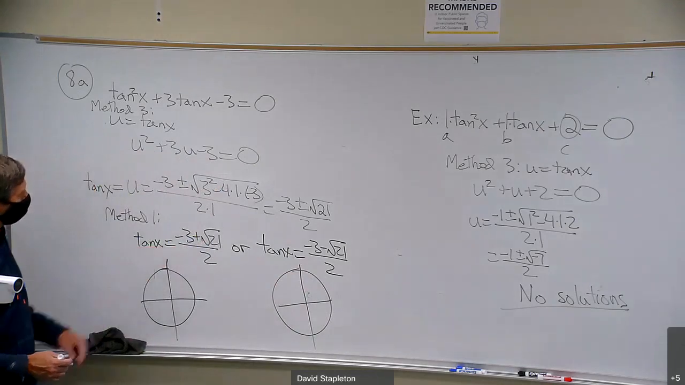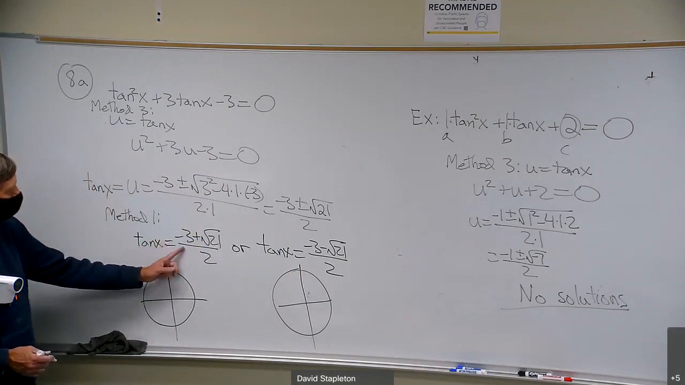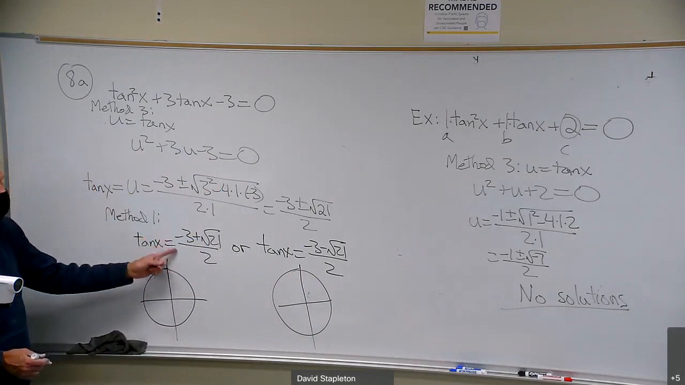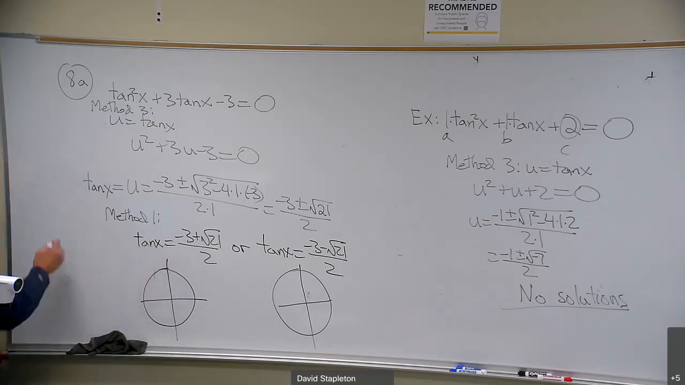What's one solution to this? Does it have a solution? Maybe it's like sine, it doesn't have a solution. How do I know? Sine equals a number and cosine equals a number only has a solution if the number is between plus and minus 1. But tangent equals a number always has a solution, right?